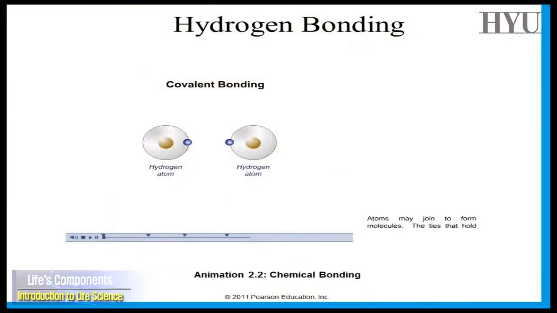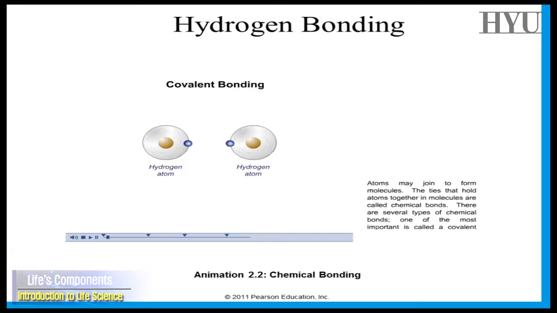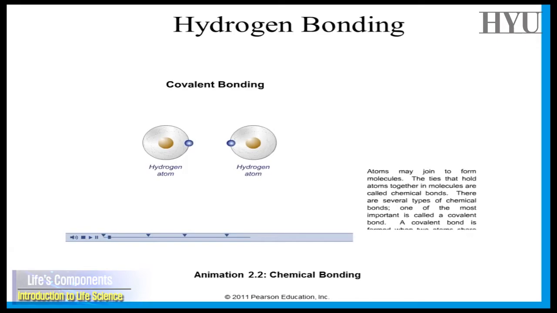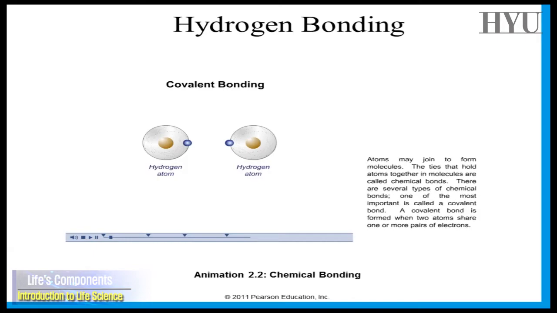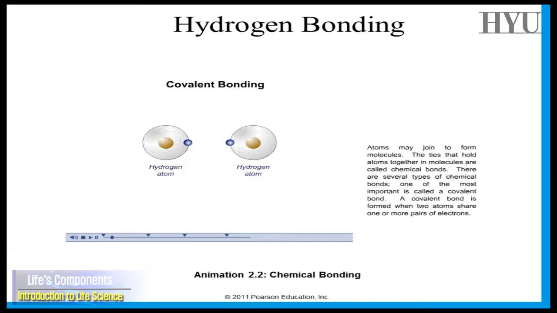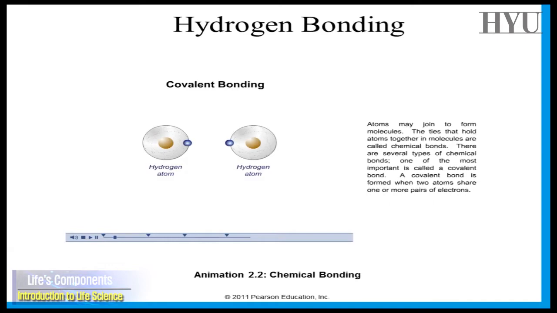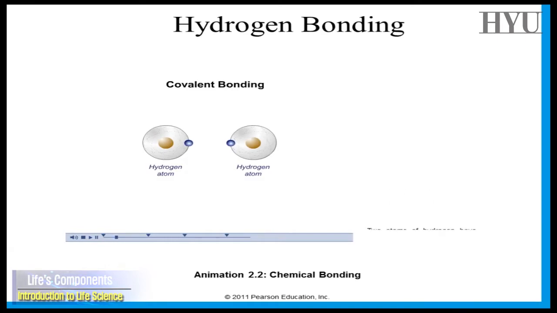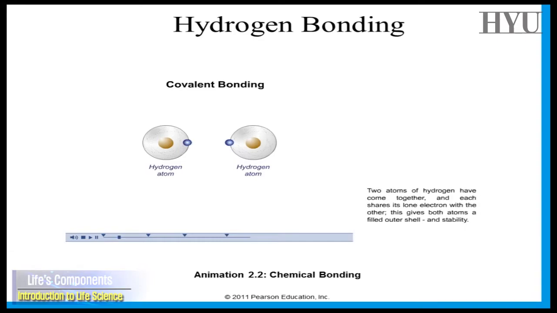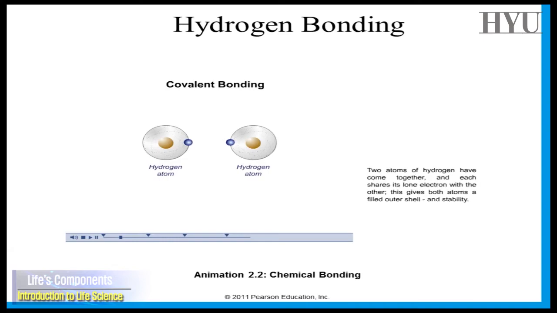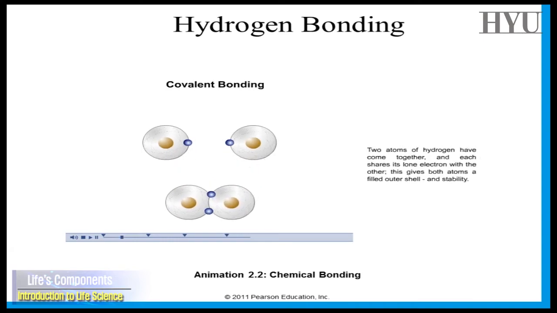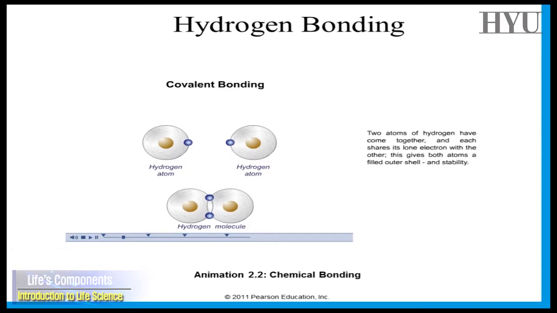Atoms may join together to form molecules. The ties that hold atoms together in molecules are called chemical bonds. There are several types of chemical bonds. One of the most important is called a covalent bond. A covalent bond is formed when 2 atoms share 1 or more pairs of electrons. 2 atoms of hydrogen come together, and each shares its lone electron with the other. This gives both atoms a filled outer shell and stability.